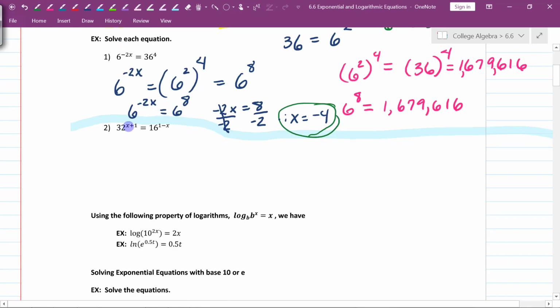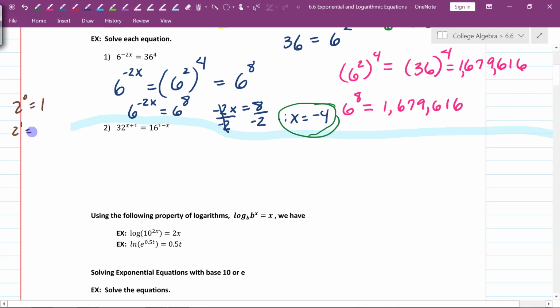Number 2 says 32 to the x plus 1 is equal to 16 to the 1 minus x. My objective is to get these to the same base. I can't get a 32 to base 16, so I'm going to look further. What other common bases might they have in common? How about base 2? Because 2 raised to the 0 is 1.